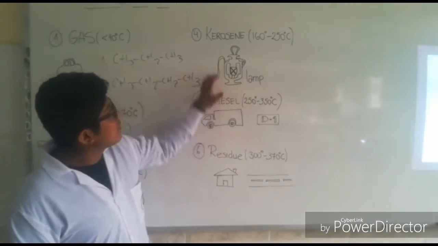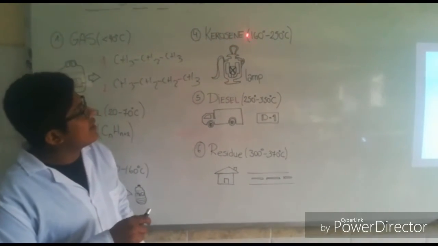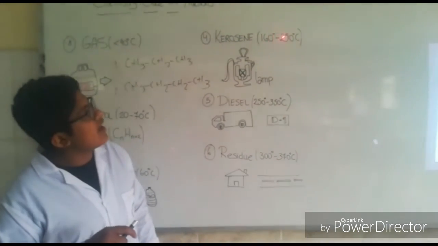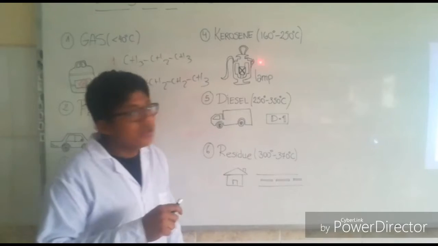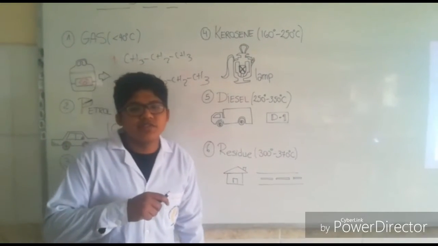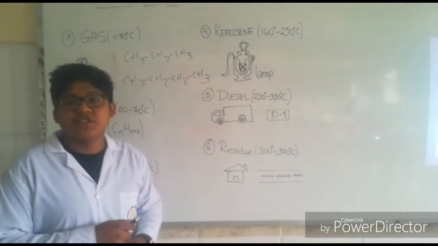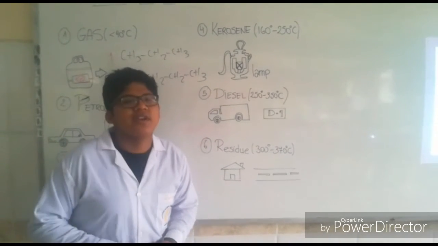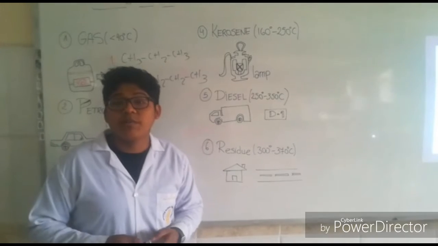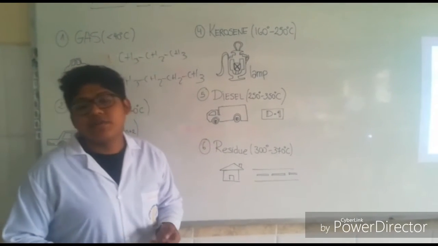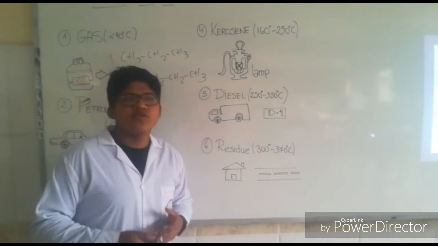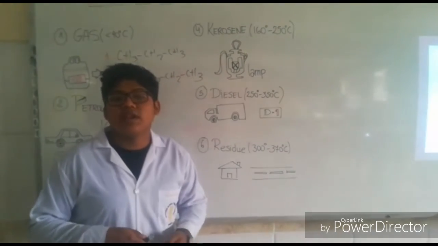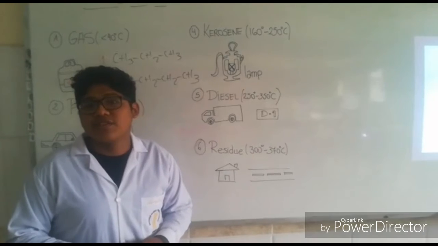Now we're going to talk about kerosene. The kerosene boiling range is between 160 and 250 degrees. Kerosene has an important use as a fuel for jet engines in aircraft, and even in some rockets. Kerosene is also called paraffin in some parts of the world and is a common fuel for heaters, and you can also use kerosene in lamps used for lighting.